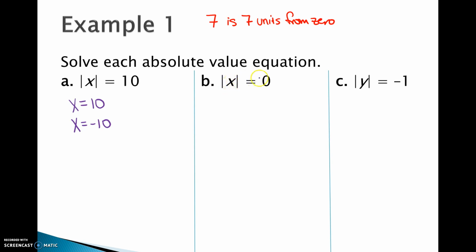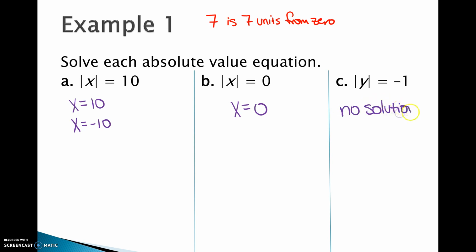What number is 0 units from 0? 0. Is there any other number that is 0 units from 0? Negative 0, which does not exist. So no. How about what number is negative 1 units from 0? 1 is 1 unit from 0. Negative 1 is, or sorry, negative 1 is 1 unit from 0. No solutions.